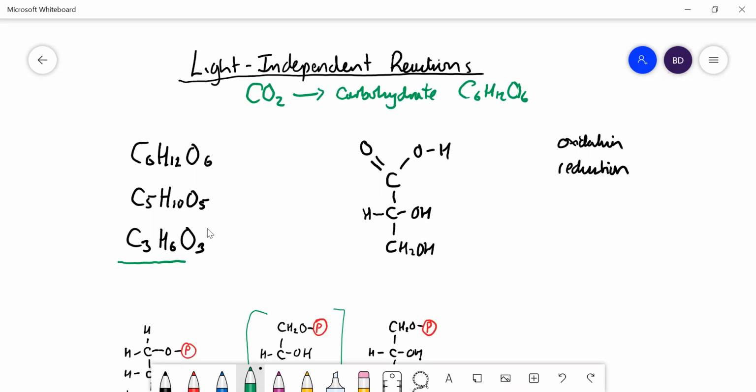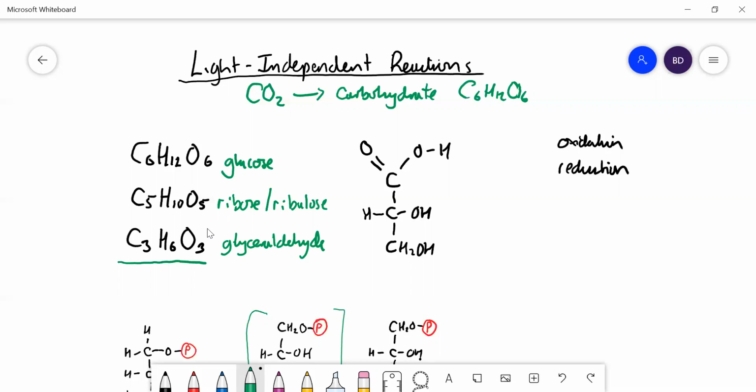What I've written down here is the formula of some carbohydrates. This one is glucose, or it could be fructose, which also has the same formula. This could be ribose, or it could be another one we're going to look at in a minute, ribulose. And this one with 3 carbons in it is called glyceraldehyde. So we've got a 6 carbon, a 5 carbon, and a 3 carbon sugar.